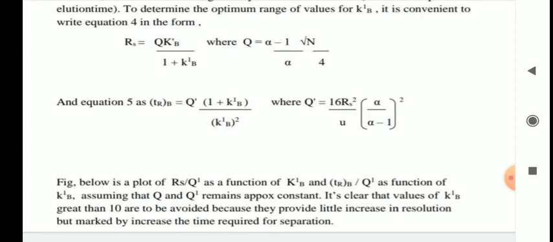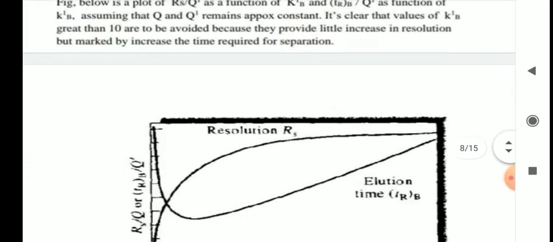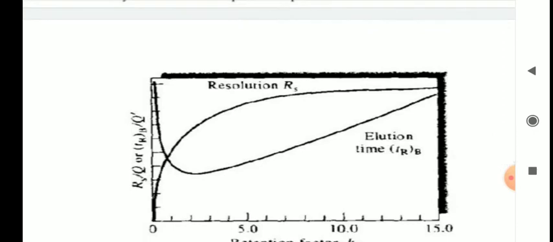Now if you plot a graph of resolution versus k dash b and TRB versus k dash b, you get a graph which is this type. The Rs by Q or TRB by Q dash lines are shown. The resolution line is the upper one, that is the one which is rising fast in the beginning and then becoming almost constant, and the time graph is the one which is falling in the beginning, then reaching a minimum and then rising slowly.